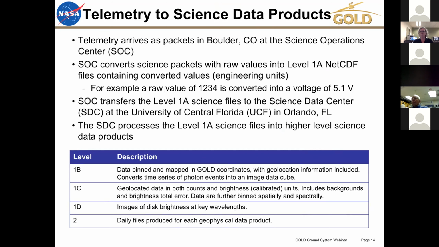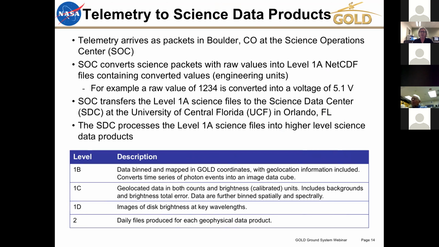So for example, the instrument would send down a raw value of 1234, and that's a data number, what we would call. That's not really in a human readable format. And so a conversion is applied to convert that data number into an engineering unit. In this case, it would be 5.1 volts. So everything that's in the level 1A file is basically human readable now.